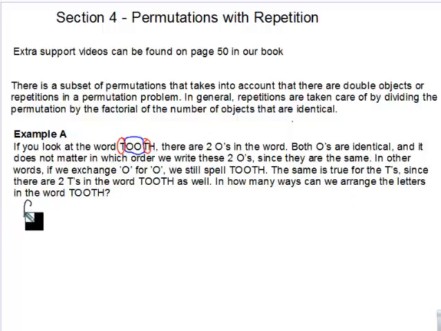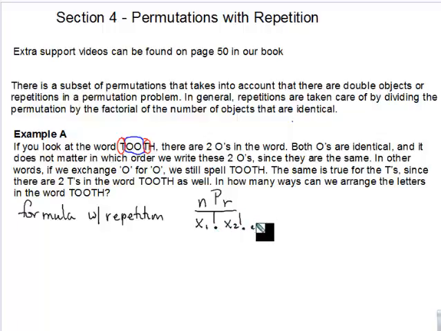So here's the formula. We take our normal permutation, the nPr, and we divide it by x1 factorial, x2 factorial, etc. So x1 is the first repeating object, x2 is the second repeating object, x3 is the third repeating object, etc. X is the number of times the object repeats.